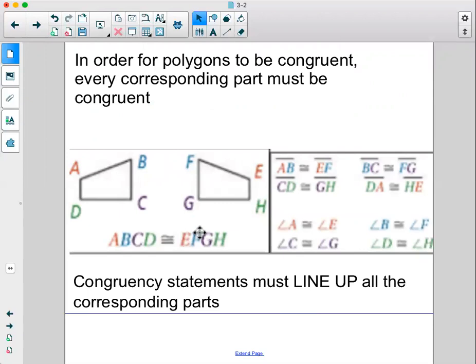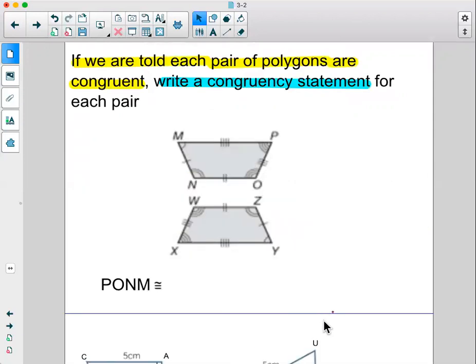So when you write this congruency statement, all of this is implied. All of this is true. Just from this congruency statement, we know every corresponding side is congruent and every corresponding angle is congruent. So learning to write a congruency statement takes a little bit of practice. So on this particular slide, we are told that these two polygons are congruent. And we see that they are because every corresponding angle has the same mark and every corresponding side.